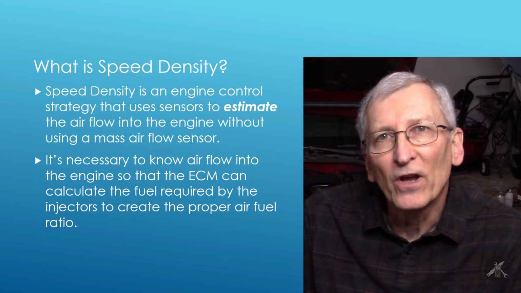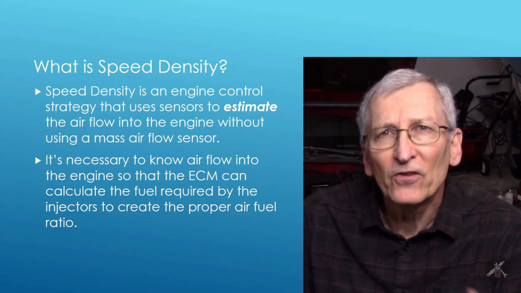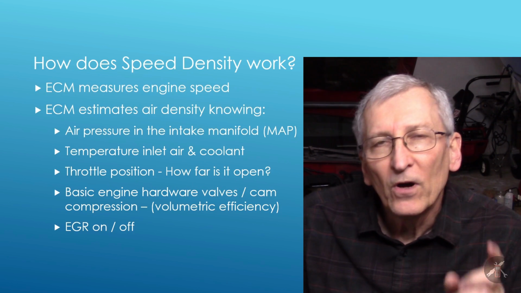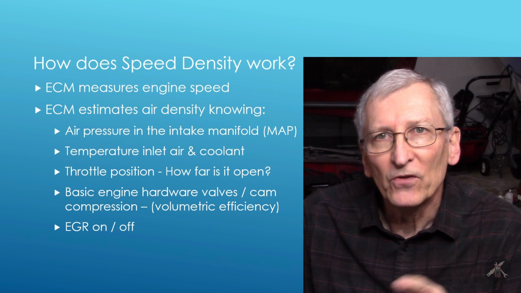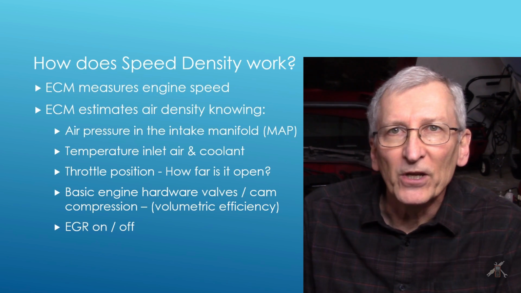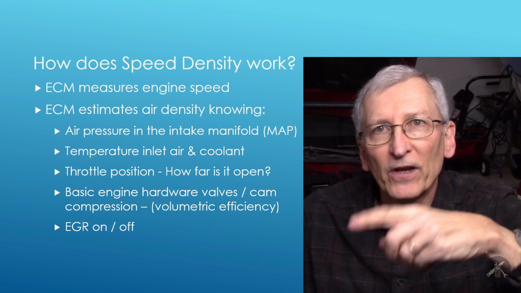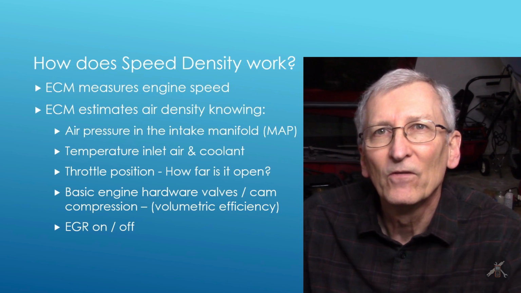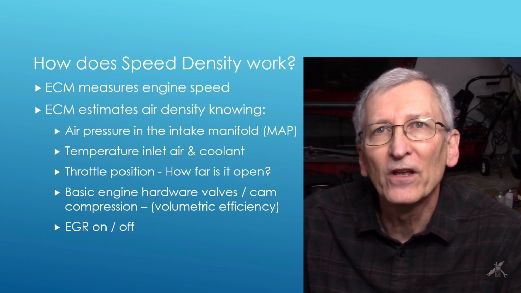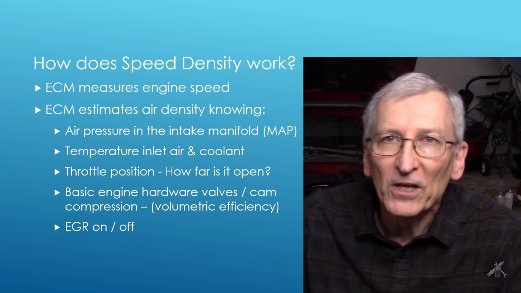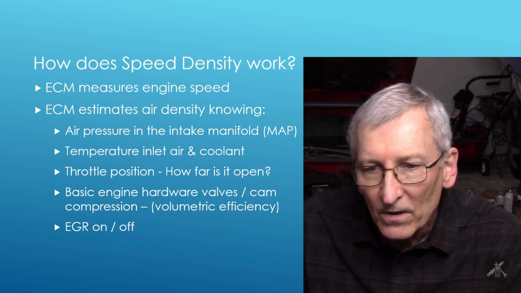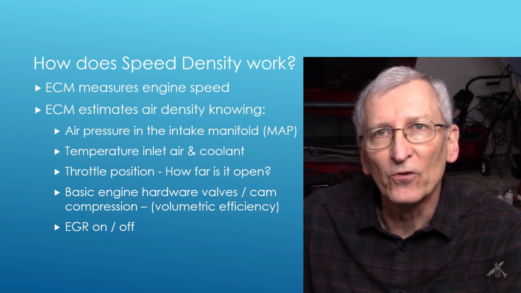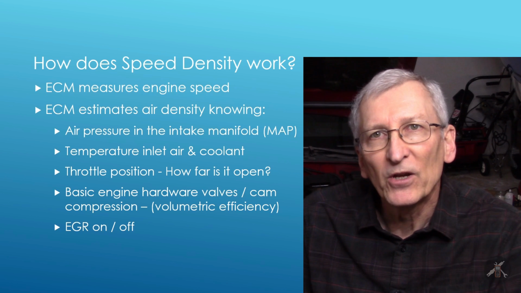And when you're estimating airflow, it's based on a number of parameters. So let's kind of walk through that for a minute. So speed density means, one, you look at engine speed. How many times are the pistons going up and down, right? So how much volume should the engine be pulling in based on how fast it's going? And then it uses a MAP sensor, manifold absolute pressure, to measure the vacuum.